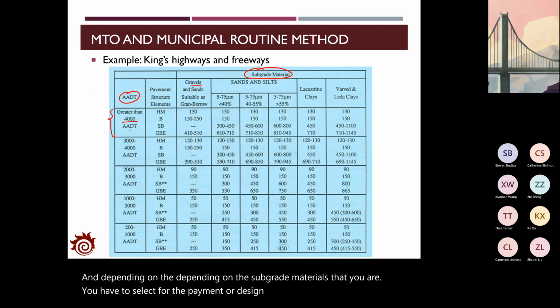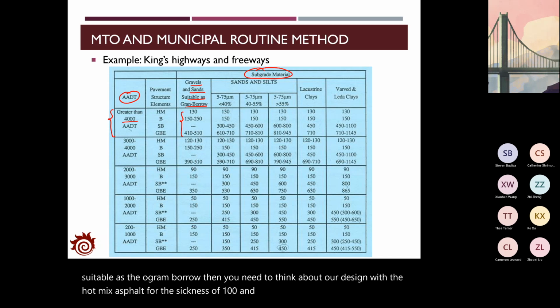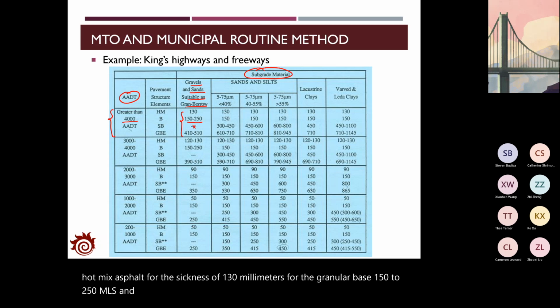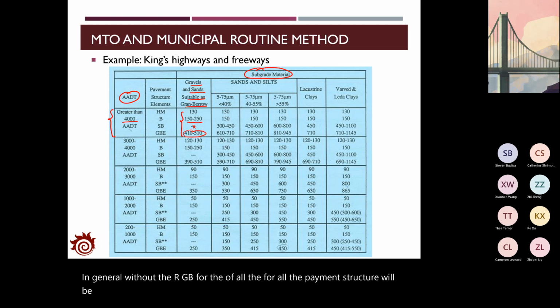If it's gravel and sand suitable as the granular borrow, then you need to think about a design with hot mix asphalt at a thickness of 130 millimeters, granular base 150 to 250 millimeters, and you don't need any subbase. And in general, the GBE for the whole pavement structure will be around 410 to 510 millimeters.